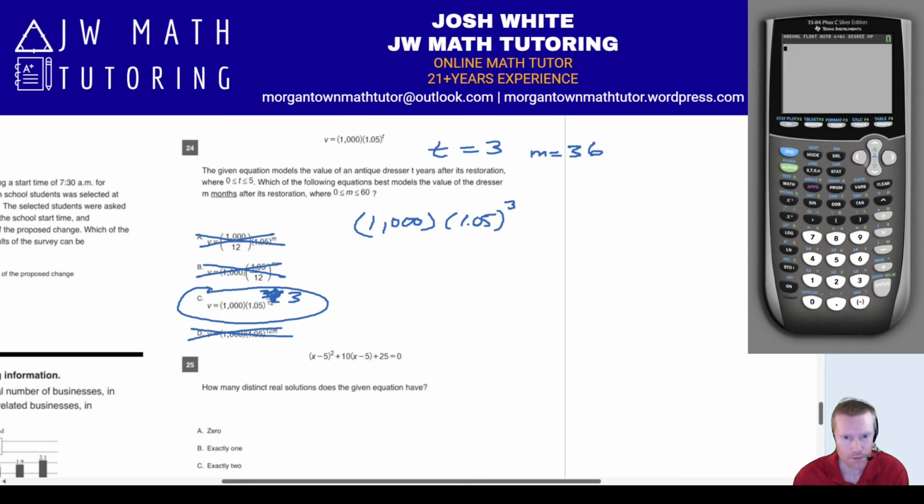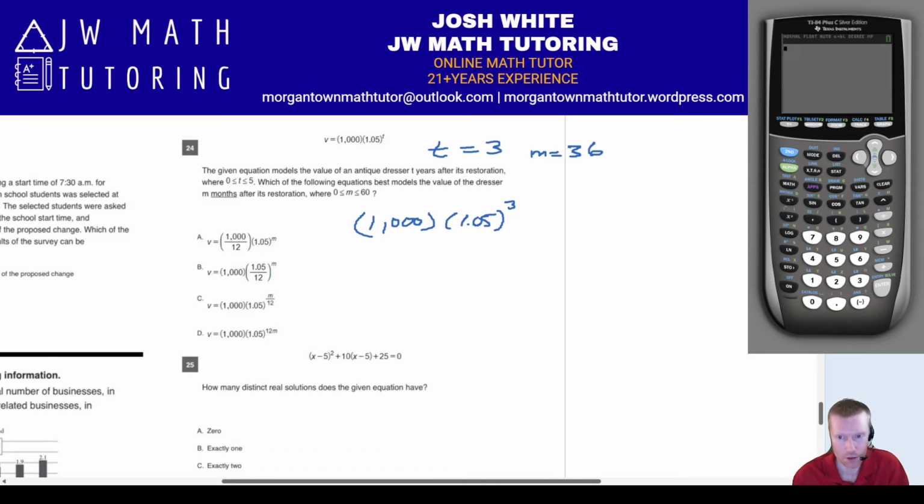But now I will show you a second method, which is using picking numbers to plug these values in on your calculator and figure out what the correct answer has to be. First of all, we said that t equals 3. So if we evaluate it, type in 1000 times 1.05 to the third power, we get 1157.625. So now when we check A through D, that is the value we're looking to get.